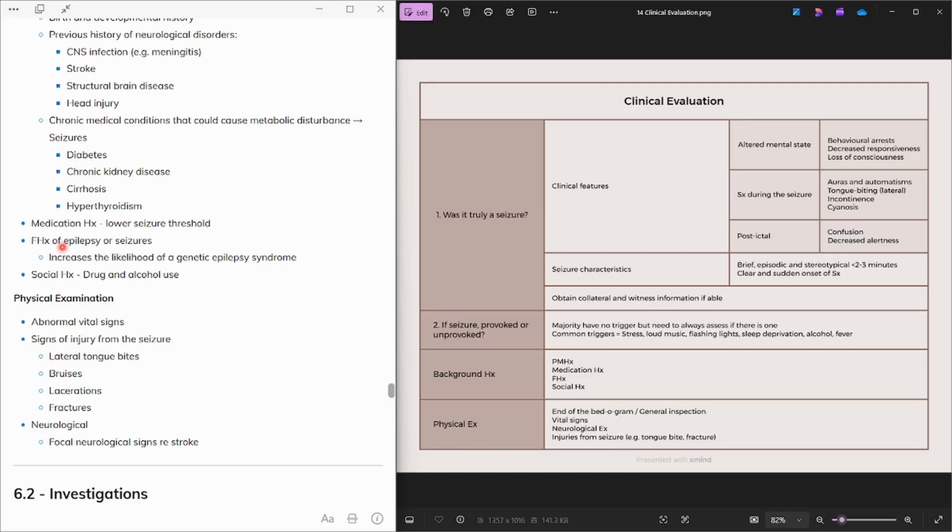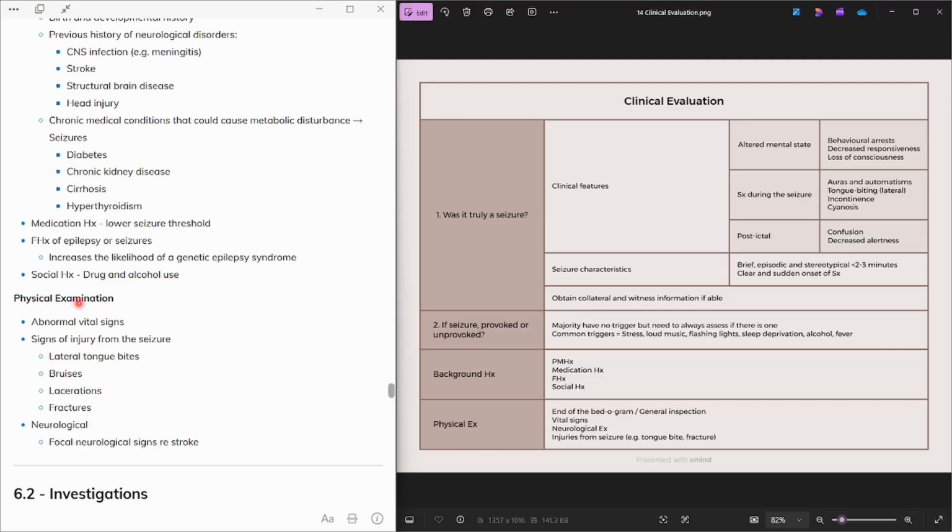And with family history, we want to identify any family history of epilepsy or seizures, because a family history of such will increase the likelihood of the patient having a genetic epilepsy syndrome. And for social history, it is important to identify any recreational drug use as well as any alcohol use, including alcohol withdrawal.